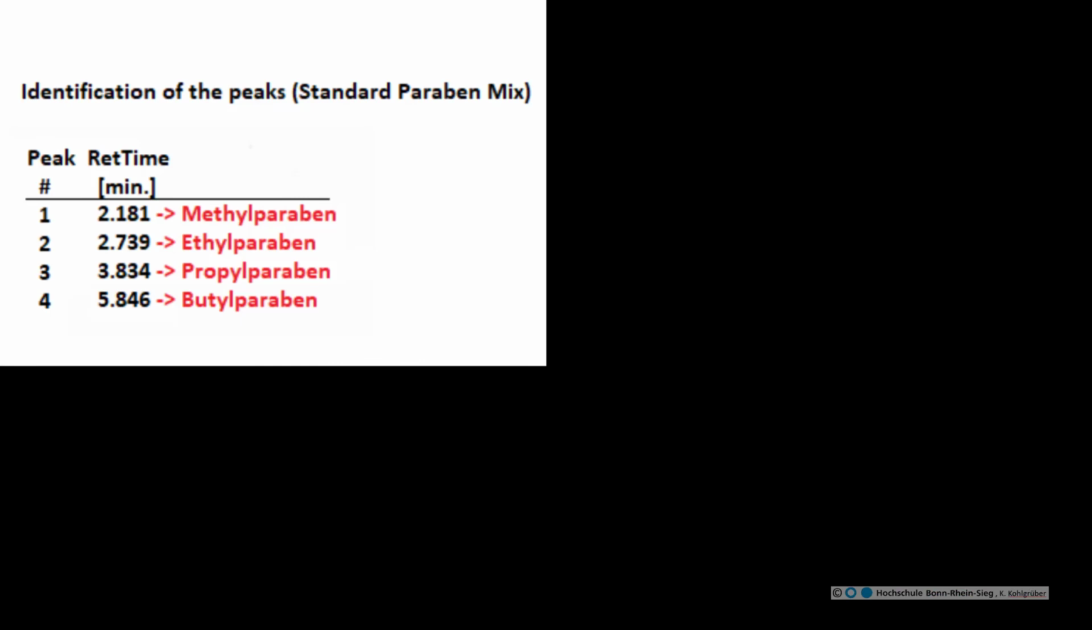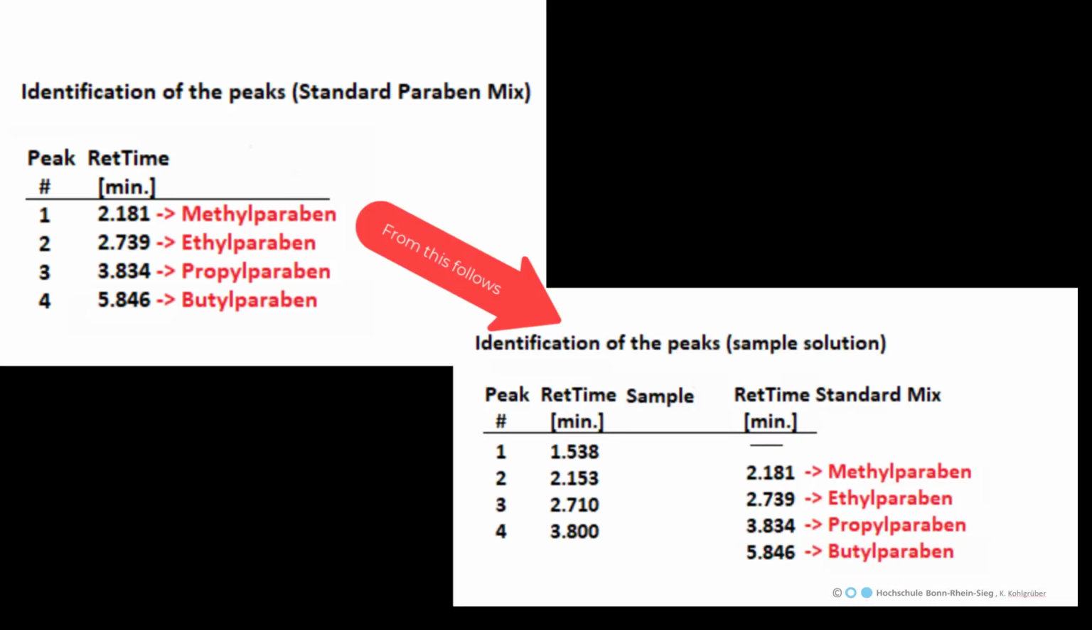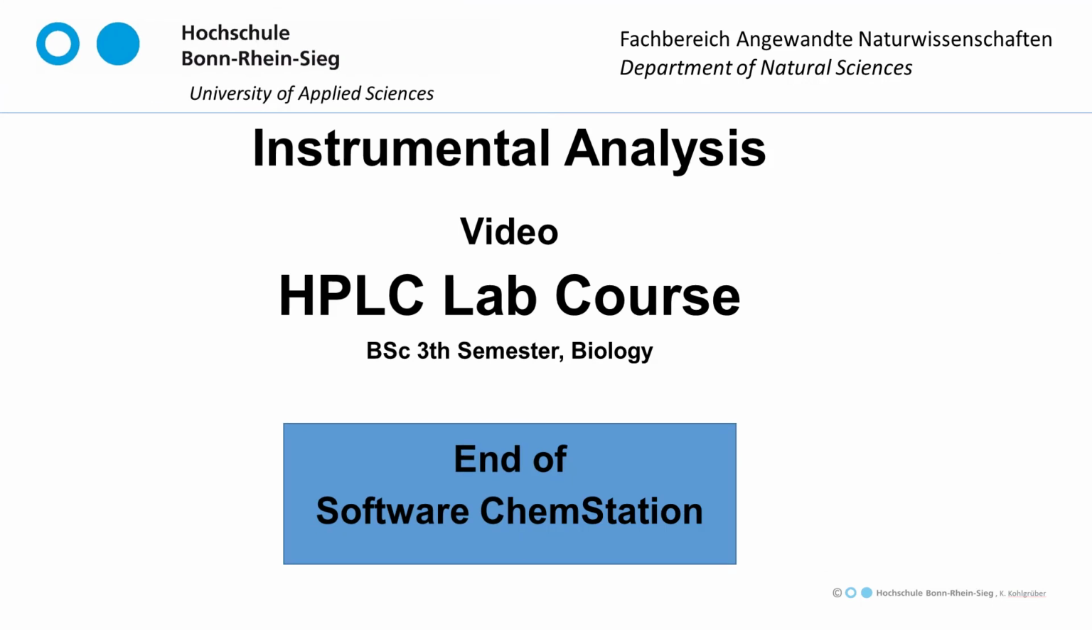Here is a summary of the identification. As can be seen here, there's a peak at 1.538 minutes, which belongs to the matrix of the sample and cannot be assigned to any parabene. All other measurements were performed as described before.